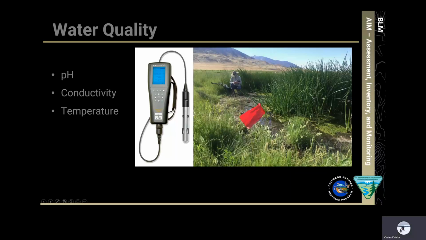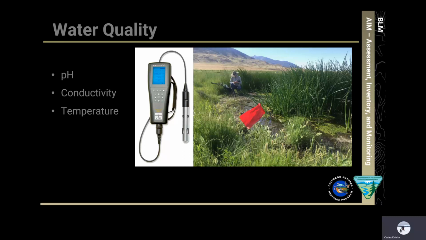At sample plots with sufficient surface or groundwater, we collect pH, conductivity, and temperature. pH is a measurement of hydrogen ions in a solution. The more hydrogen ions, the more acidic the solution, and the fewer hydrogen ions, the more basic the solution. Runoff from activities such as mining can result in lower pH values.